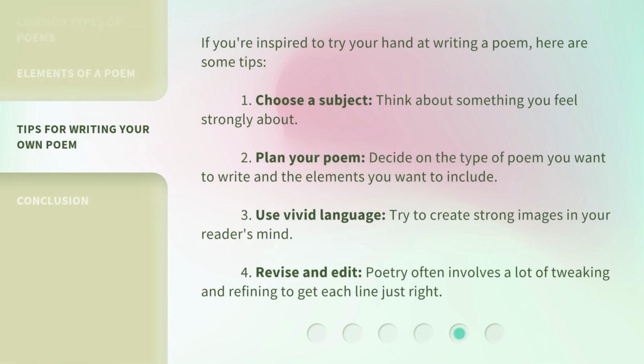If you're inspired to try your hand at writing a poem, here are some tips. 1. Choose a subject. Think about something you feel strongly about. 2. Plan your poem. Decide on the type of poem you want to write and the elements you want to include. 3. Use vivid language. Try to create strong images in your reader's mind.